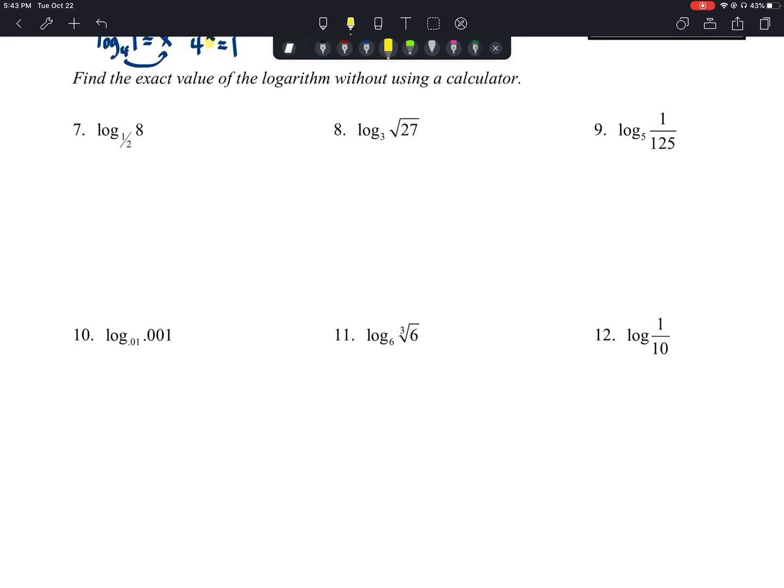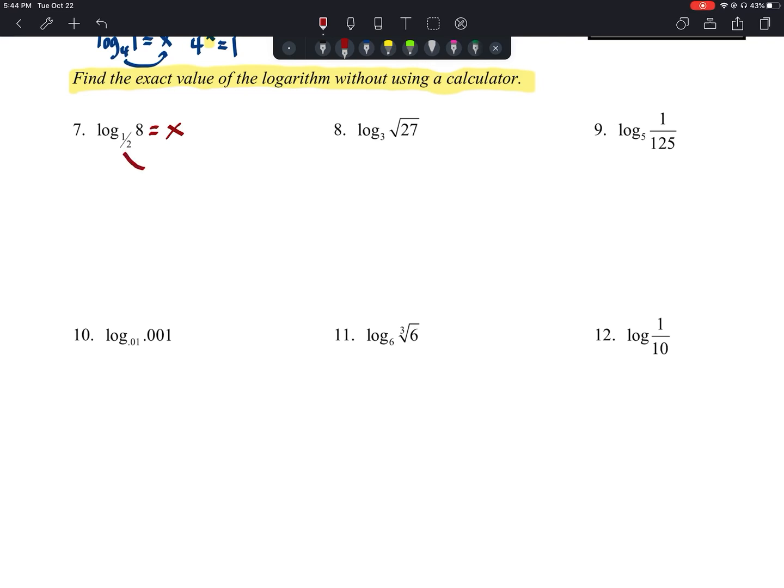All right, problems 7 through 12. Find the exact value of the logarithm without using a calculator. Number 7 says log base 1/2 of 8. So the first thing we want to do here is we're trying to figure out its value. We're going to turn it into an equation, and now we're going to change its form to exponential form.